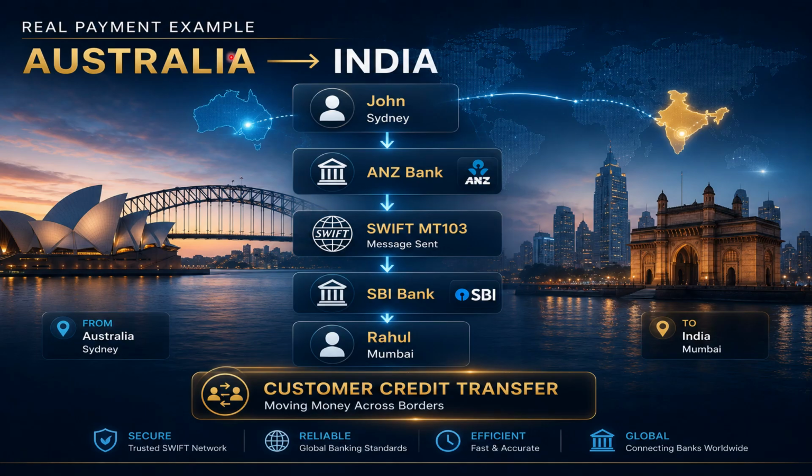Real payment example. Let's take a simple example. John lives in Sydney, Australia. He wants to send money to Rahul, who lives in Mumbai, India. John visits ANZ Bank and requests an international transfer. ANZ Bank creates an MT103 message and securely sends it through the SWIFT network. SBI Bank in India receives the message and credits Rahul's account. This process is known as a customer credit transfer.